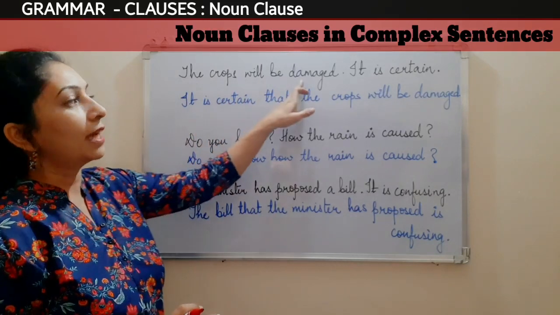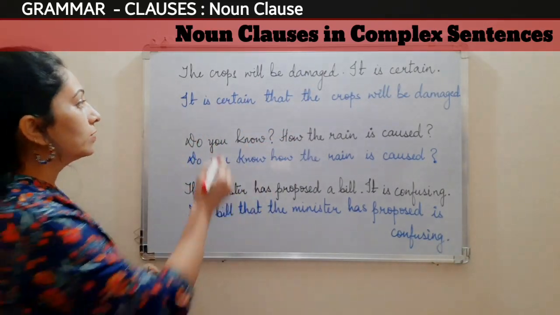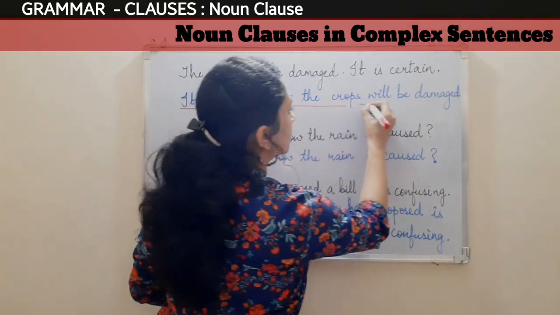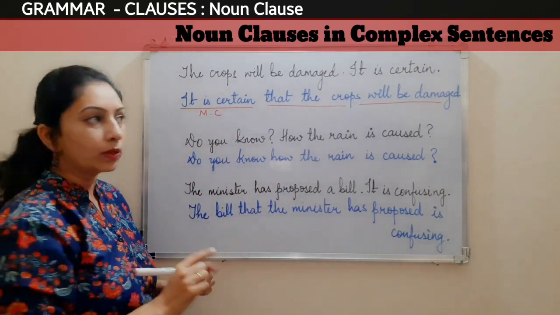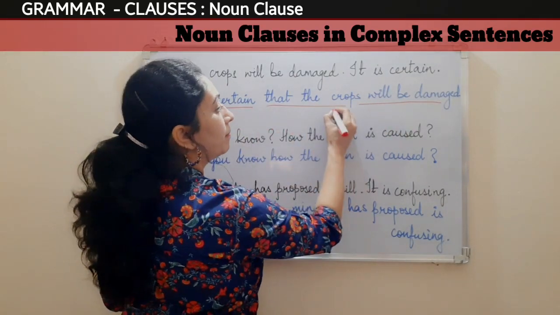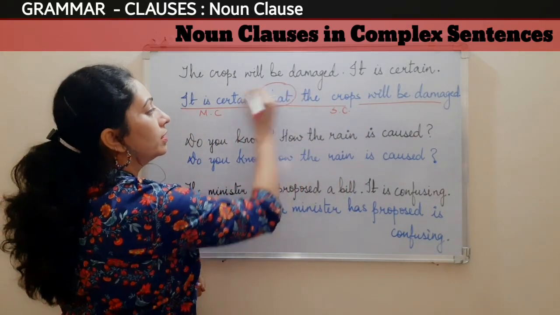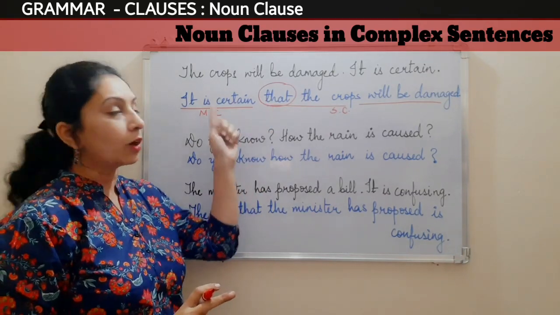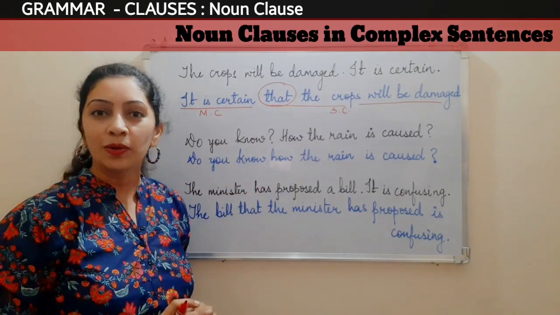"The crops will be damaged. It is certain." To make this a complex sentence, we have: "It is certain that the crops will be damaged." Now, "it is certain" becomes the main clause and "that the crops will be damaged" becomes the subordinate clause. The conjunction used here is "that". So what's a complex sentence? It is a combination of a main clause and a subordinate clause.